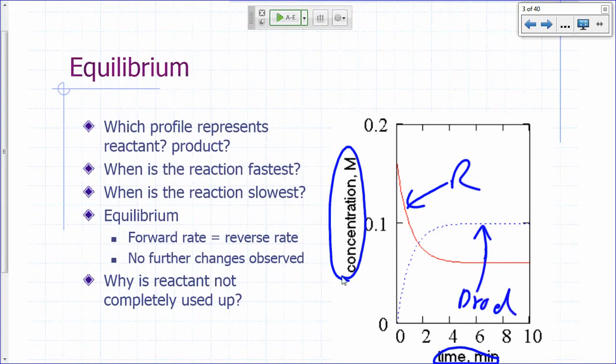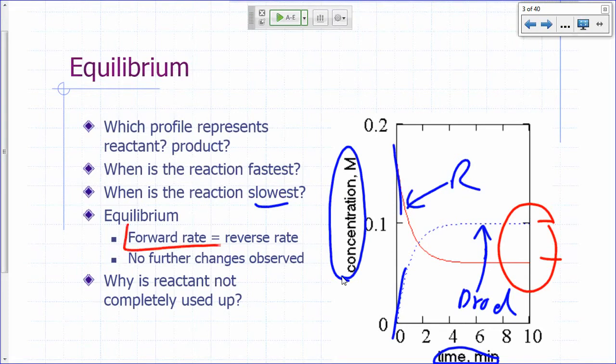Okay? So when is this reaction fastest? At the beginning, right? Where the slope of your curve is steepest. And when is it slowest? Over time, concentrations level off, and the rate of the reaction essentially goes to zero. When that happens, we say we've reached equilibrium.